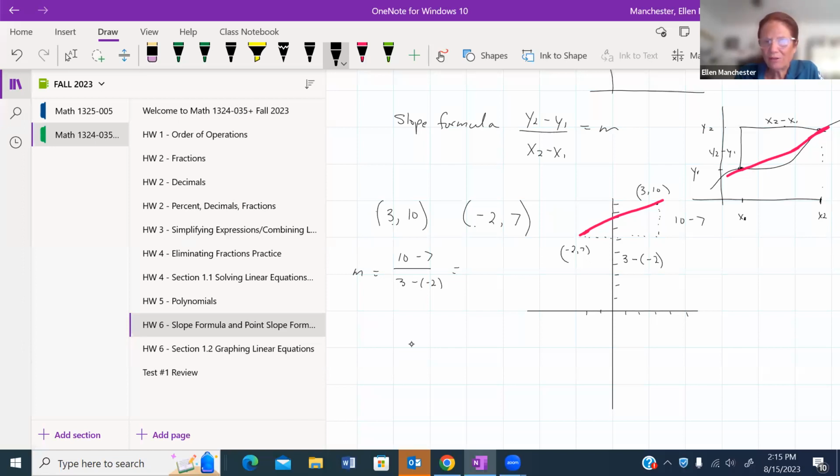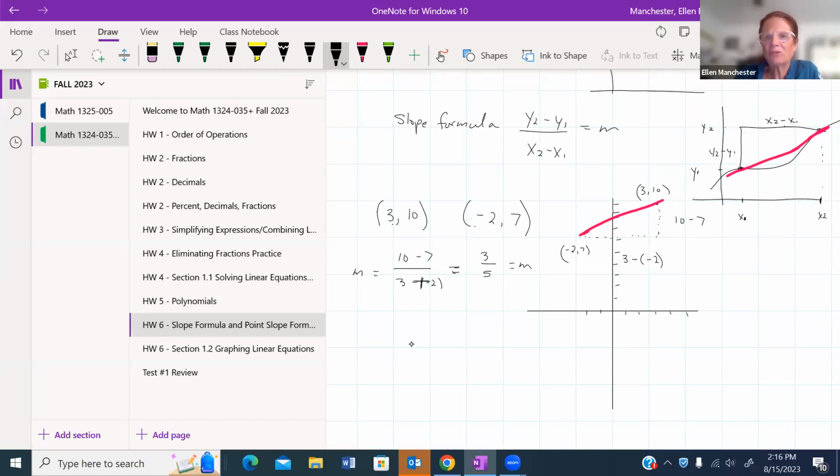So watch your signs, because this minus sign is going to be different than the sign that's on the ordered pair. Okay, so now you have to make sure that you understand order of operations and adding integers and all of that. So 10 minus 7 is 3. 3 minus a -2 is the same as 3 plus 2, which is 5. So what that means is this slope rises 3 and runs 5. So it has a slope of 3/5. Okay, and that is the slope.